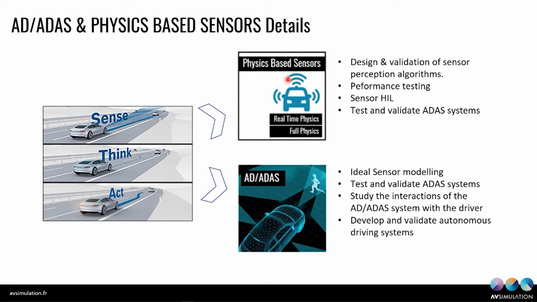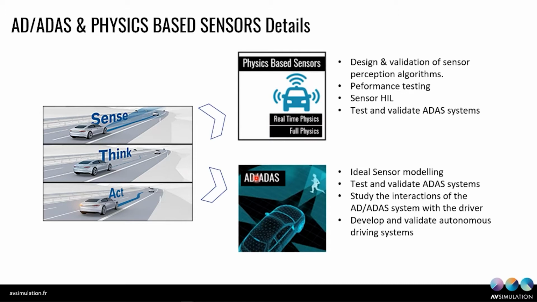So the physics sensors that are included in the optional pack give you the raw data. It's useful if you want to train or to test your perception algorithms. You want to do some HIL, and you can go up to validating your ADAS that use these perception algorithms.